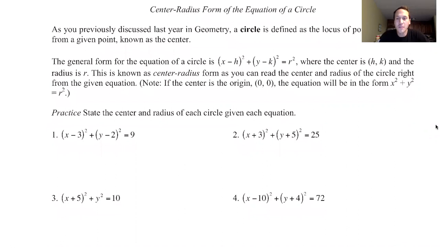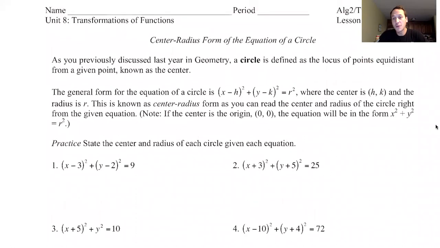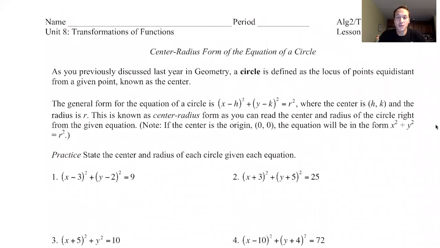We get to slow it down a little bit, I should say. This is something that I know your geometry teachers did a great job with last year. We're talking about circles. We get to go over our favorite formula from geometry, x minus h squared plus y minus k squared equals r squared. H and K is our center. We know that r is the radius.